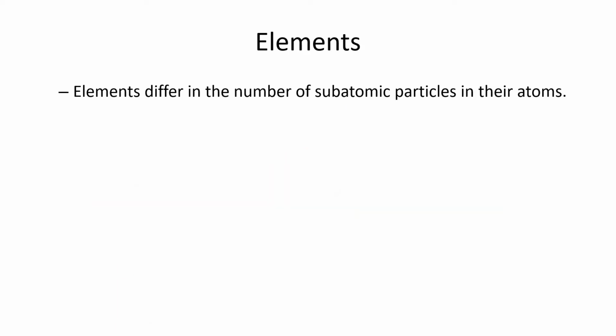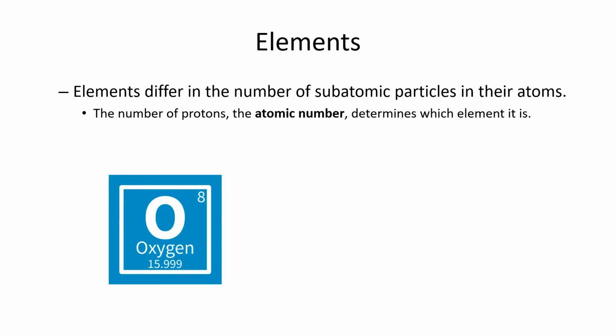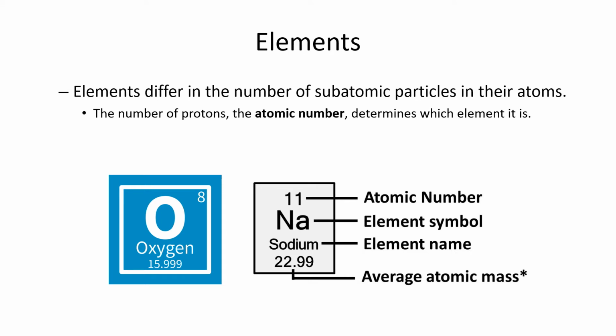Each element is going to differ in the number of subatomic particles in their atoms, and the number of protons is going to be the atomic number, which is going to tell us what element we have. So for example, oxygen is going to be element number 8 because it's going to have 8 protons. It also has 8 electrons and 8 neutrons. For sodium, it's going to be atomic number 11, so it's the 11th element, and it's going to have 11 protons.